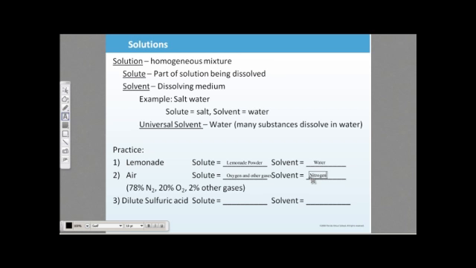Okay, so this one's a little different from the first one. The first one was a solid and liquid. In this one, we have gas and gas. So we can have different types of solutions also. The last one, dilute sulfuric acid.